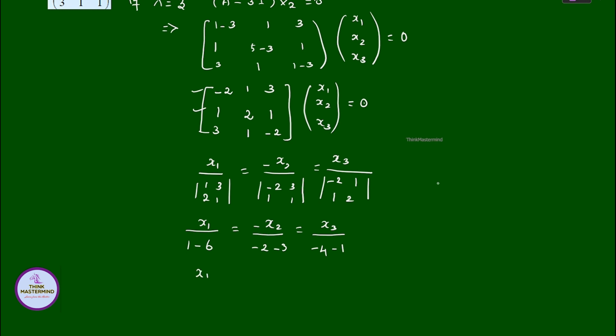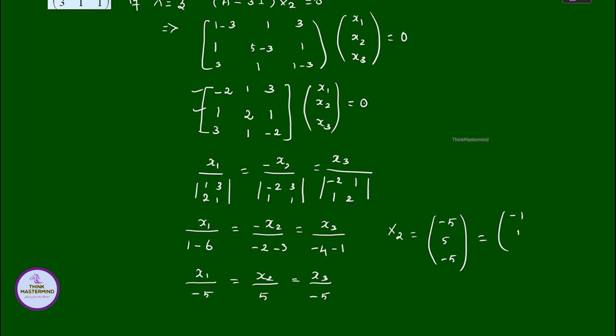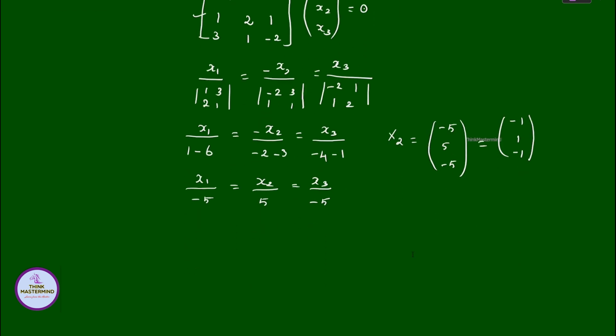Therefore, x1 divided by minus 5, x2 divided by 5, x3 divided by minus 5. Therefore, x2 is equal to minus 5, 5, minus 5, that is equal to minus 1, 1, minus 1 when lambda is equal to 3.